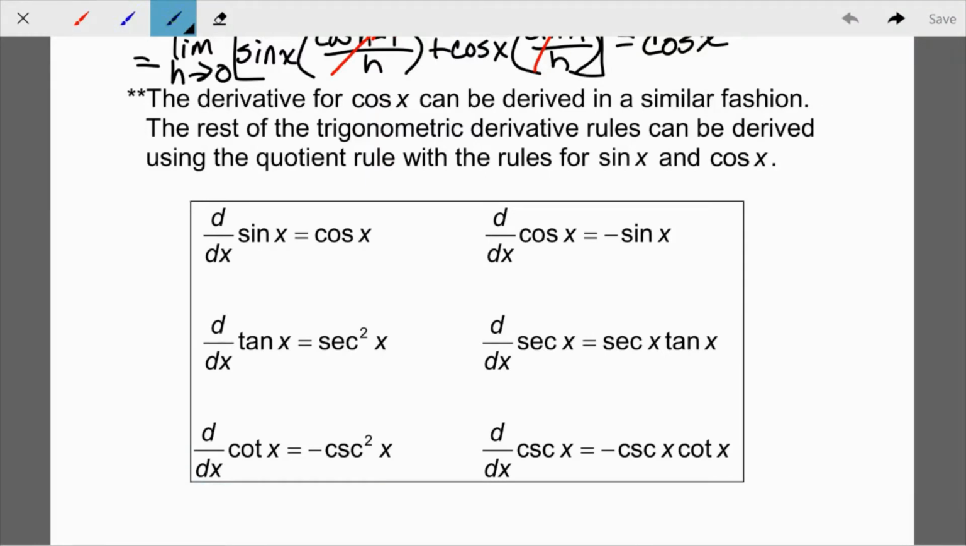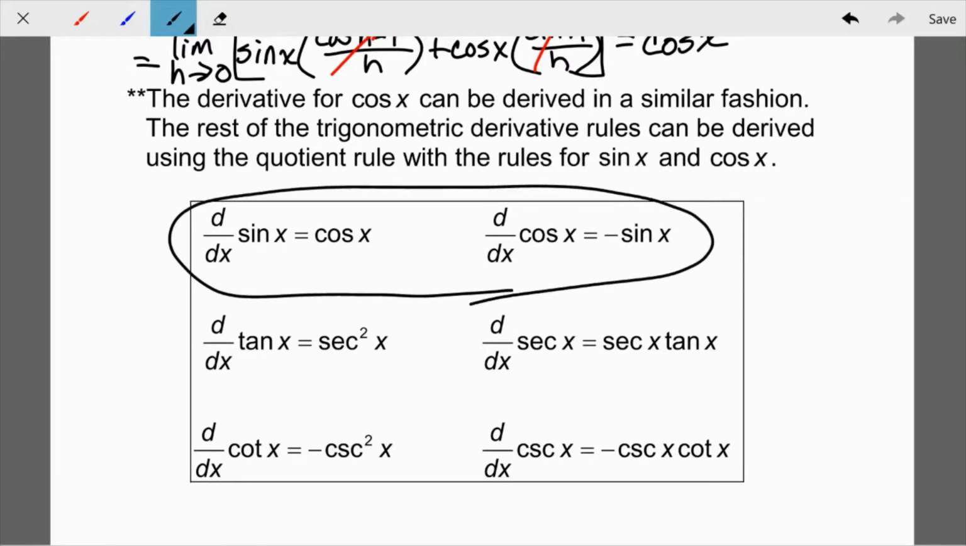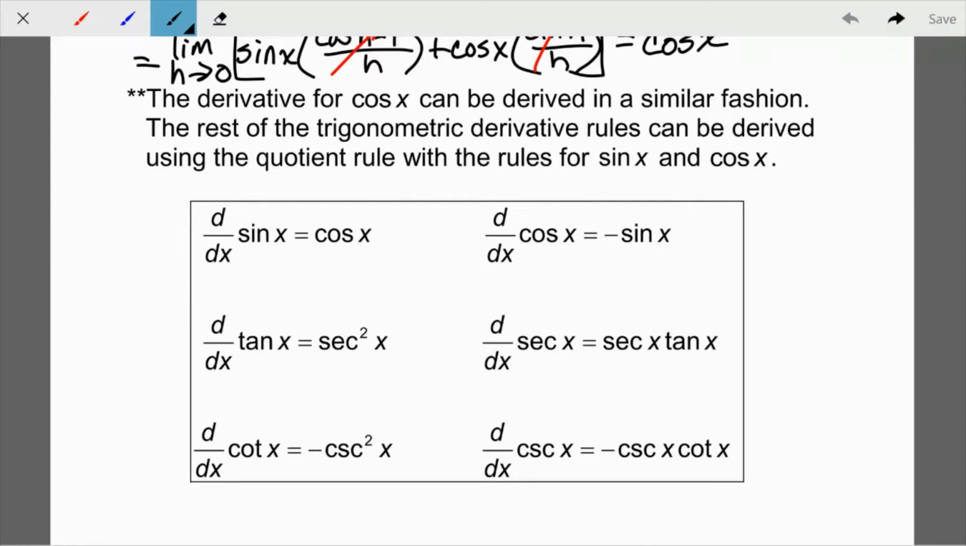But the nice thing is, as long as you know these two, you always have the fallback option of figuring out the other rules when necessary. So for example, we don't use these last two functions very often. We don't use cotangent and cosecant very often. So it might be that by the time you really need that in a problem-solving situation, you haven't done it in a while and you can't remember the derivative of cotangent.